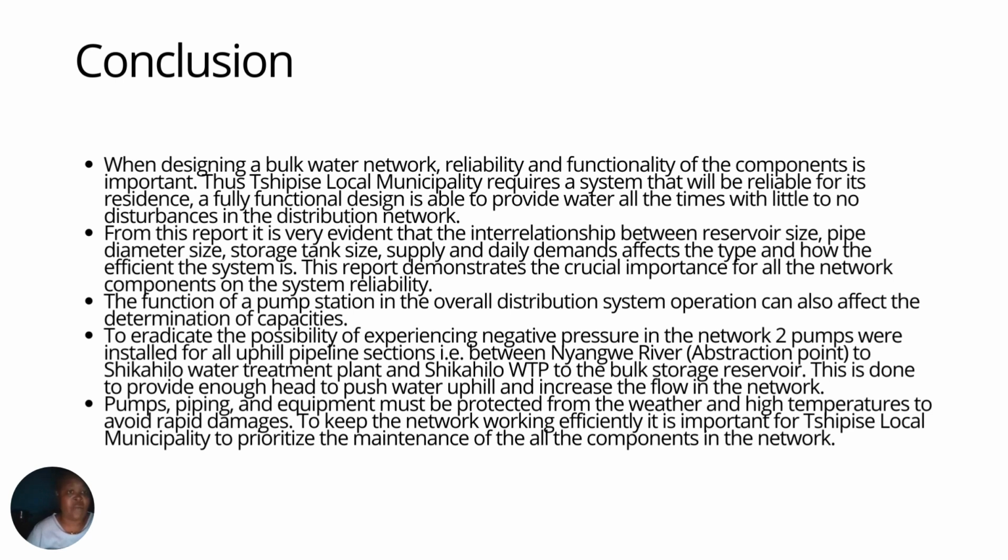This is done to provide enough head to push water uphill and increase the flow in the network. Pumps, piping, and equipment must be protected from the weather and high temperatures to avoid rapid damage. To keep the network working efficiently, it is important for the TSHIPISE local municipality to prioritize the maintenance of all components in the network. It was said that water is life, so it is the responsibility of the municipality to ensure that the citizens have potable water at all costs.